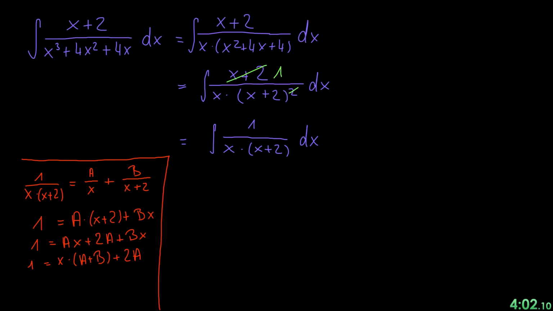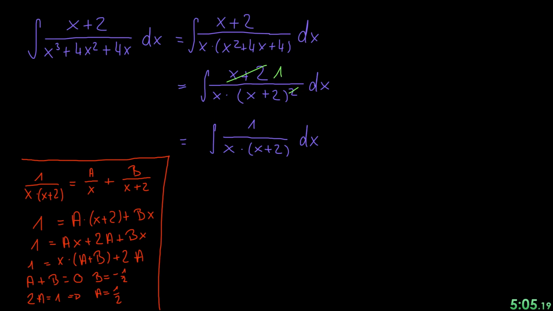Alright, now I can compare the coefficients. As I can see, on the left side I don't have an x. There's no x here. But on the right side I have this x, which means this part here needs to disappear. It must be 0. That's a conclusion I can draw. So a plus b must be equal to 0. And this constant part right here needs to be equal to 1. So 2a must be equal to 1, which leads to a must be equal to a half. So I can solve the line above for b, and b must be equal to negative 1/2.